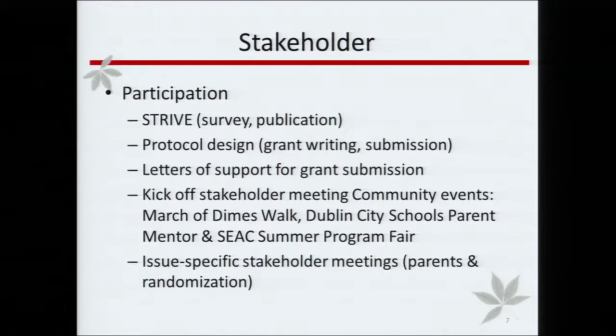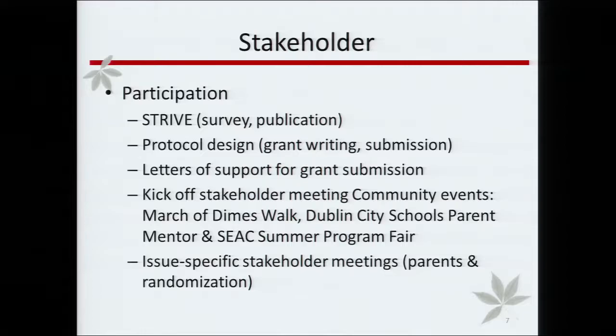And then we had some specific stakeholder focused meetings. So for example, we had parents specifically talk about randomization. We gave them that topic. And the bottom line that the parents came back to us with was that they understood randomization, but they didn't like it. And that's something that we didn't know before we brought that voice into our whole research team. And now all of these community partners, including parents, are part of our stakeholder panel.